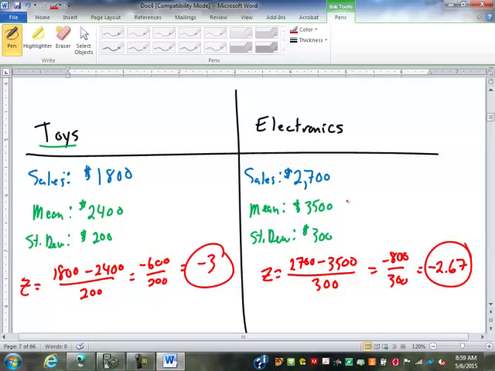But you can see what we did is we compared them back to their own population, here finding the Z-score, and then we were able to use that to compare them to each other. Make sense? Yeah. Buy electronics, huh?